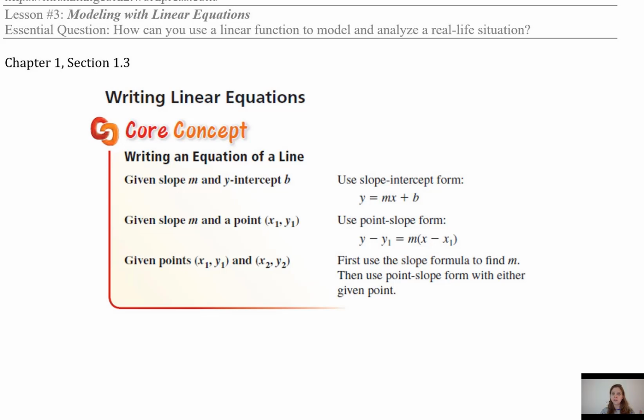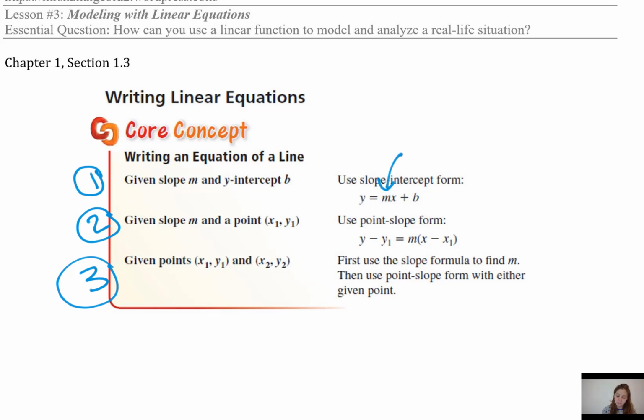Now, the course concept here is that there are a couple of ways to find the linear equation. One method is if you're given a slope and a y-intercept, then you can use slope-intercept form. A second method, if you're given the slope m and a point, you could use point-slope form. And the third option is if you're given 2 points, you can first use the slope formula to find m, and then use point-slope form with either given point. We're going to focus on slope-intercept form. It is the one that I tend to use most often, and you can solve any problem using slope-intercept form.